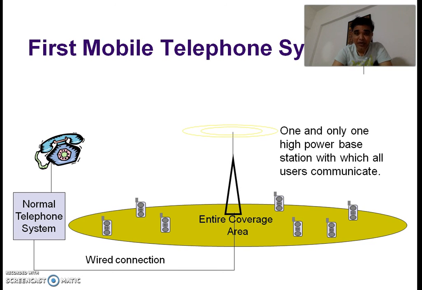So this is the very first mobile telephone system, where you can see this is the entire coverage area, which coverage is provided by the base station. One and only one high power base station with which all users communicate. This is wire connected to your PSTN, the public switched telephone network, and the mobile stations, the phones, are getting the frequencies, what we used to call the coverage area, in this particular circle. Actually it is a hexagon, but right now for the basics this is a circle.